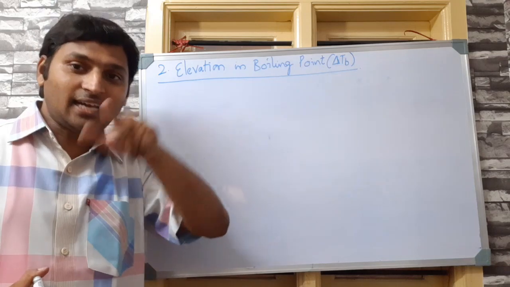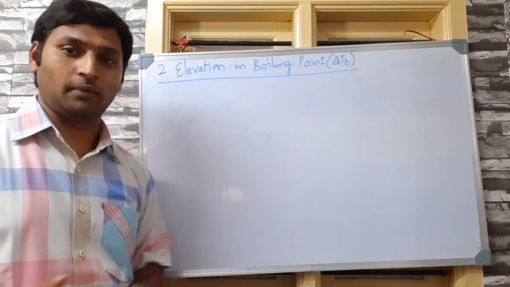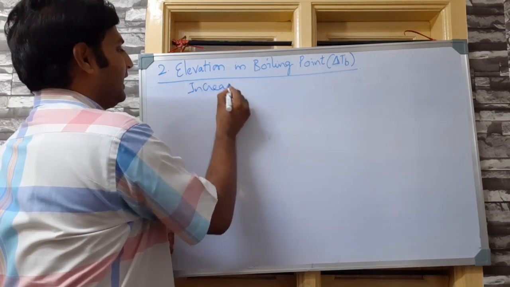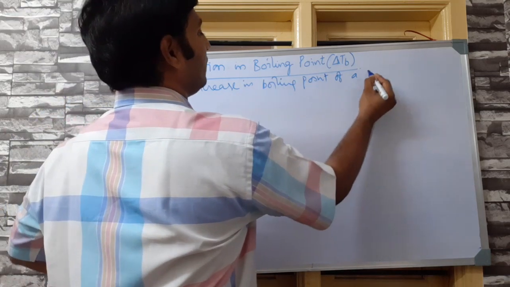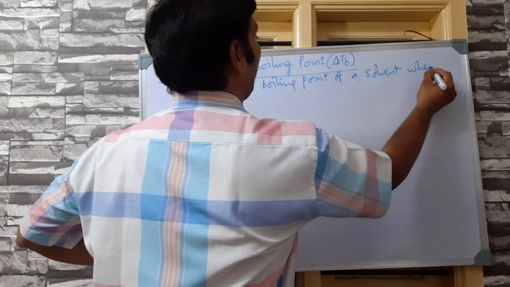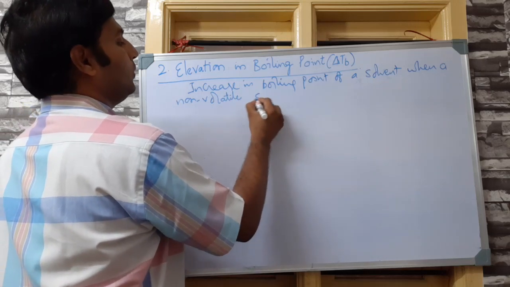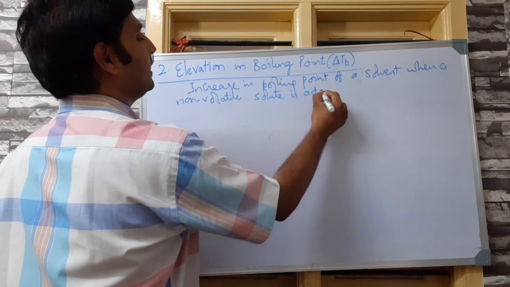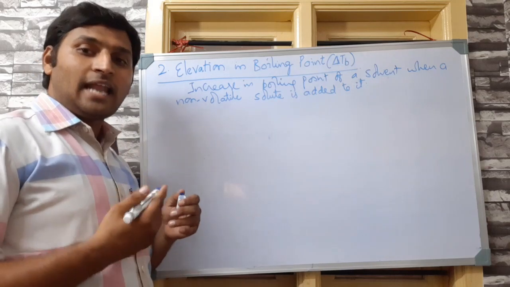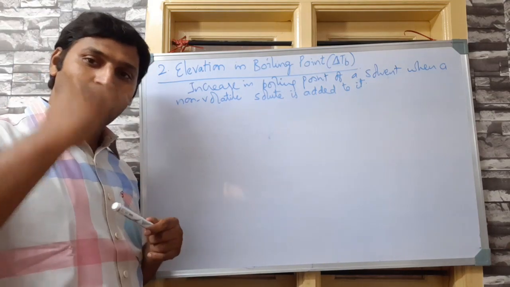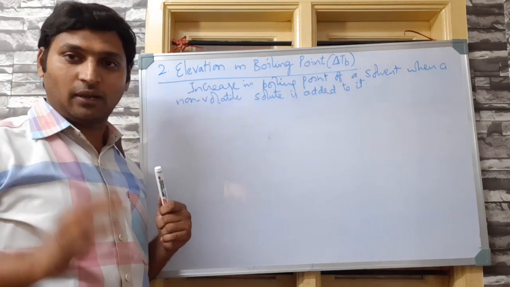That difference, that increase in boiling point from pure solvent to solution, is called elevation in boiling point. So simply, the increase in boiling point of a solvent when a non-volatile solute is added to it is called elevation in boiling point. Now, this can help us understand why boiling point should increase, and at the same time arrive at a mathematical expression for delta TB, the elevation in boiling point.